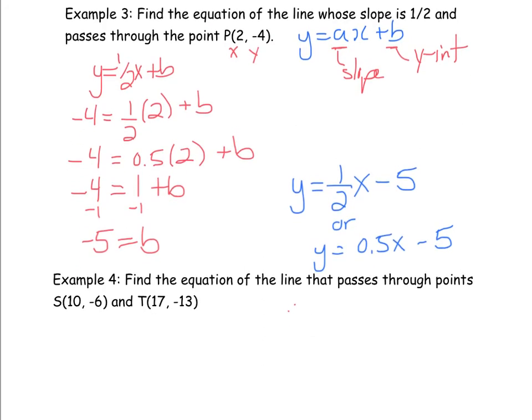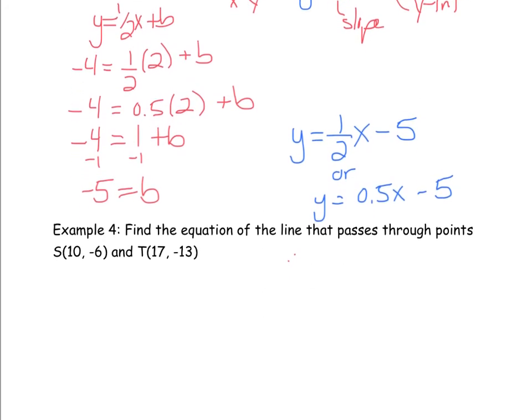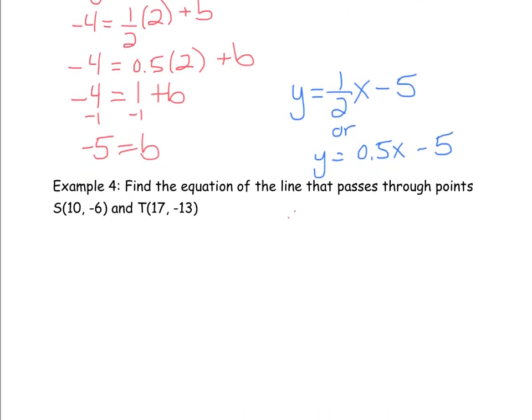Now, this last example is a little bit different than the one we just did. Now we're asked to find the equation of a line that goes through or passes through point S and point T. All we're given are 2 points. Actually, this example is probably most similar to example 2, where we were given a table of values. So if we're trying to find the equation of a line, again, we start by writing the rule. y equals ax plus b. We need to replace the a with the slope and the b with the y-intercept.